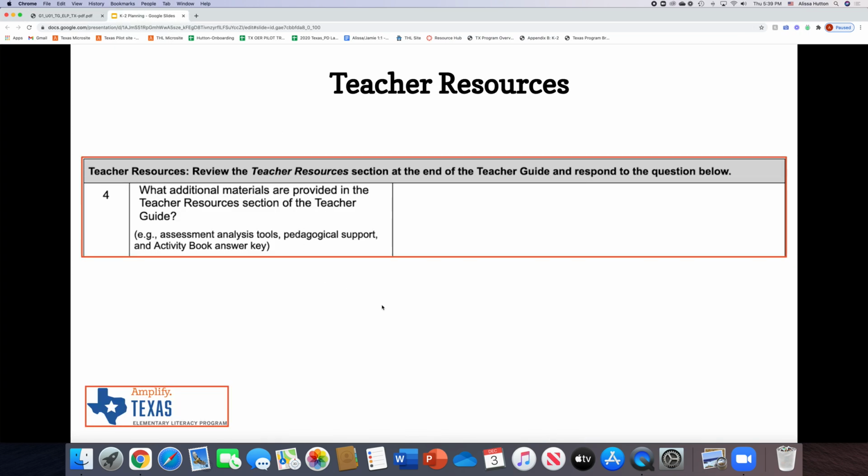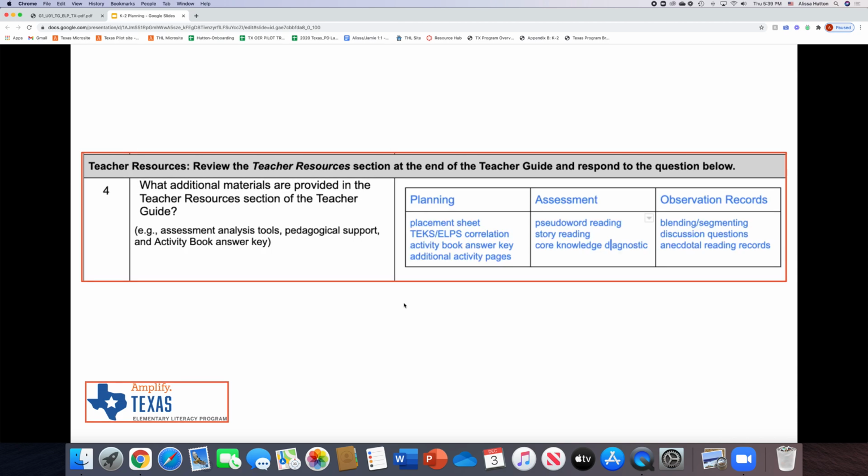So I sifted through all these additional materials and I grouped them by which resources I thought would help me with planning, with assessment, and with my observation of my students. And I listed those particular resources that were part of this component in my teacher guide so I could easily access those as I work through my unit.